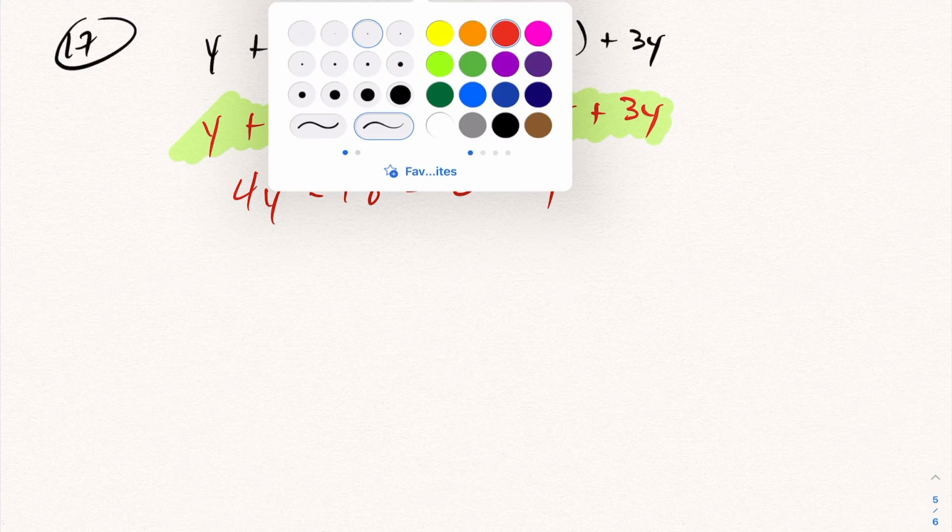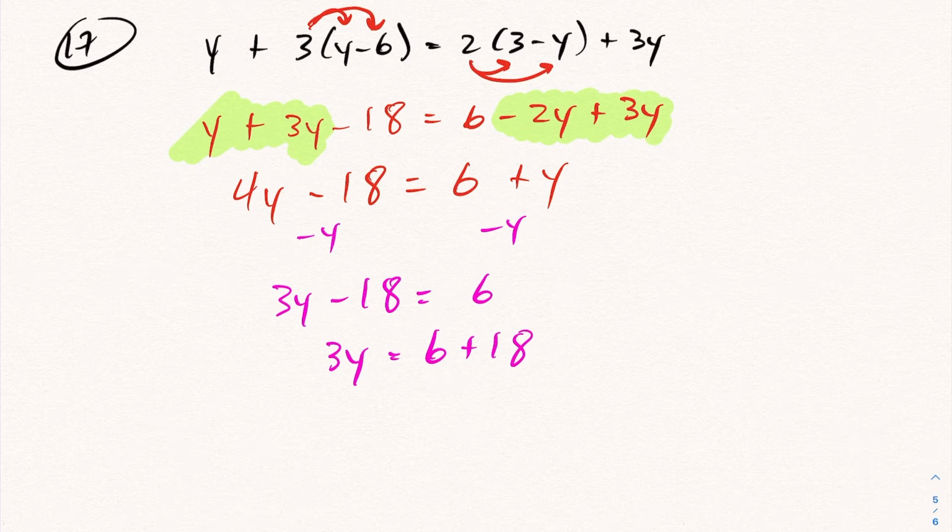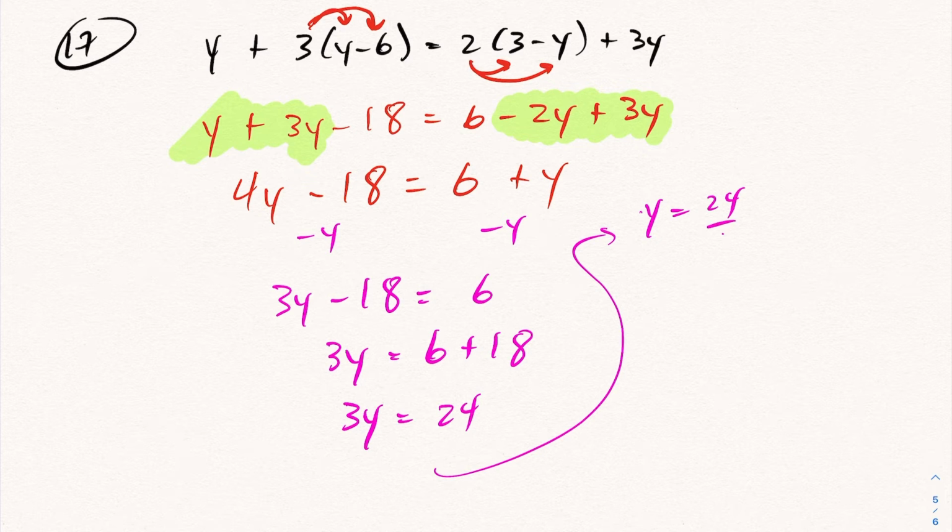And now I want to solve for y, so I'm going to subtract y on both sides. And I get 3y minus 18 is 6. Add 18 to both sides. 3y equals 24. And then we can go ahead and divide across by 3. So I get y equals 24 over 3, which is 8.